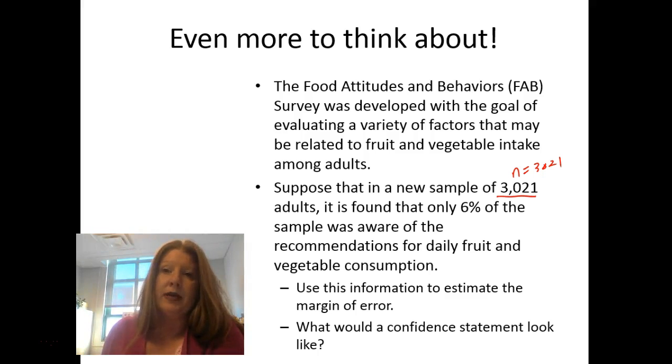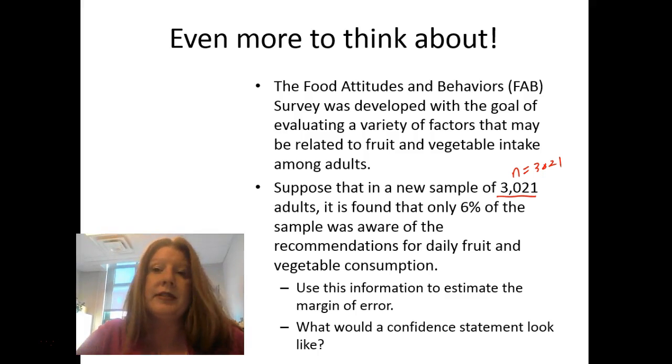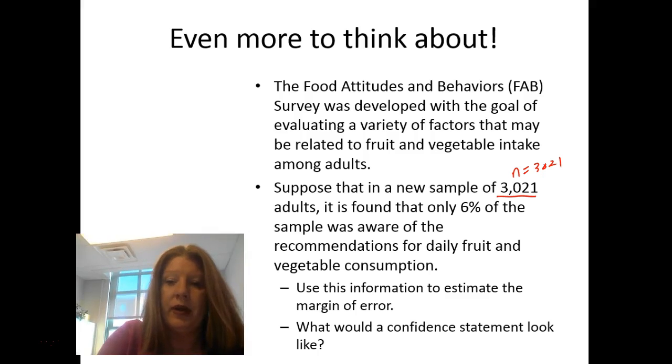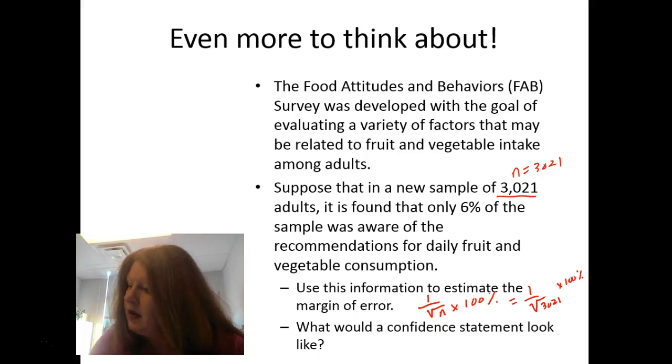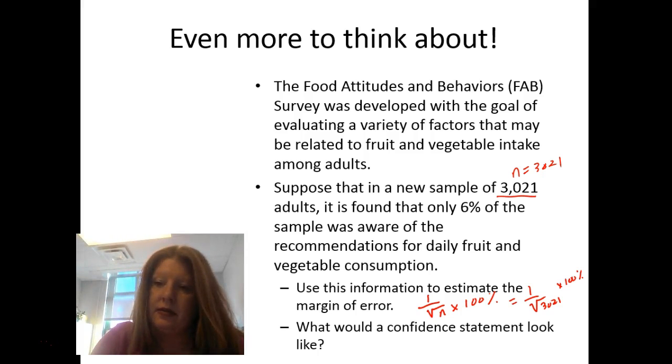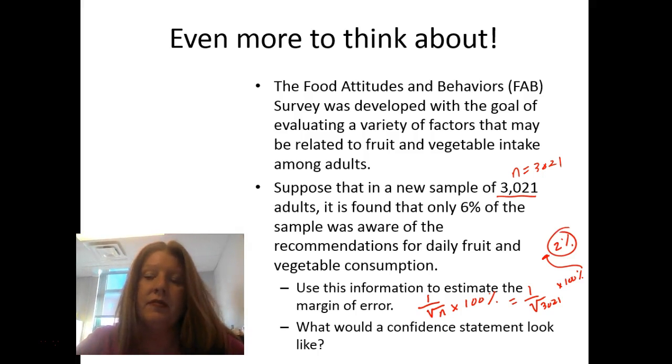I'm hoping that you're remembering that to estimate the margin of error, we would want to use that quick estimate for the margin of error. The quick estimate is 1 divided by the square root of n, and then we'd multiply all that by 100% to express our answer as a percentage. If you do that here, you're going to end up getting approximately 2%. So 1 divided by the square root of 3,021 ends up being about 0.02, and you multiply that by 100% and you get 2%.